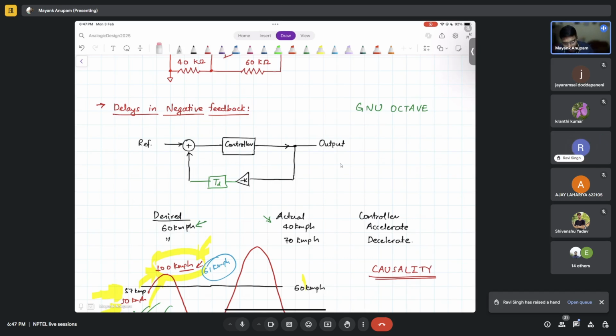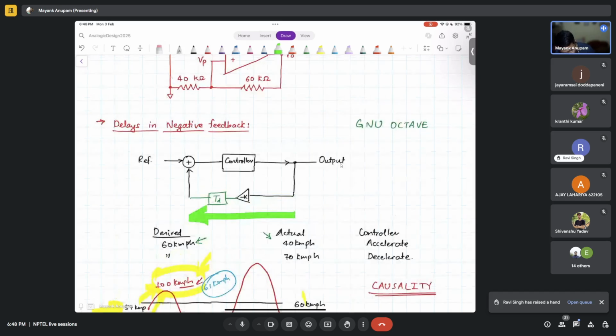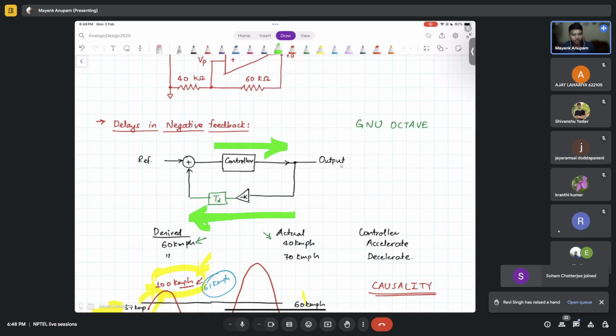That is very easily understandable if you look at this example. If there is a delay in the sensor part of the loop, that is in the feedback part of the loop, then you have to delay this part also. Only then will the loop work. Okay.